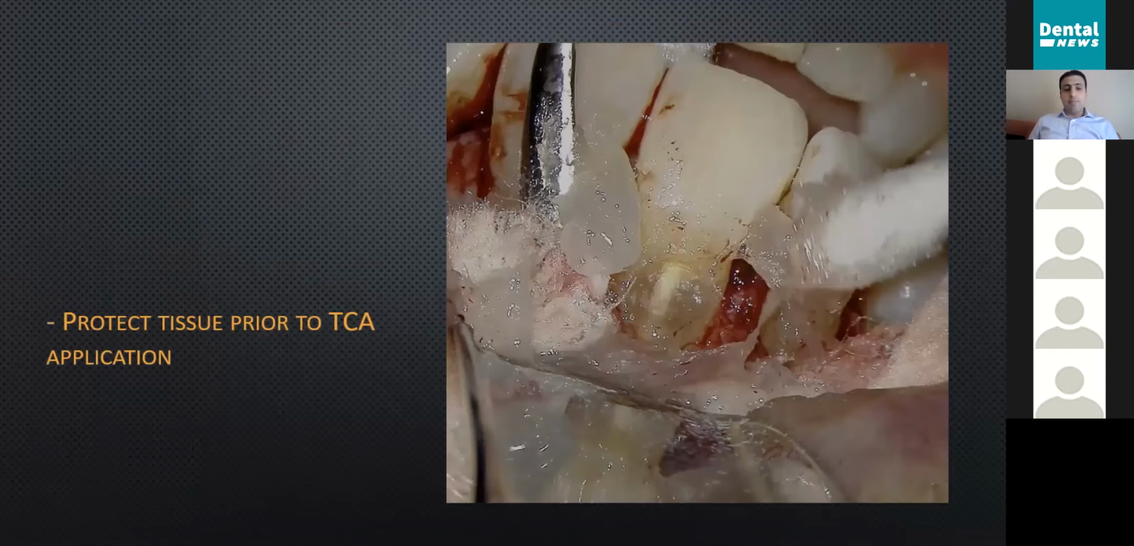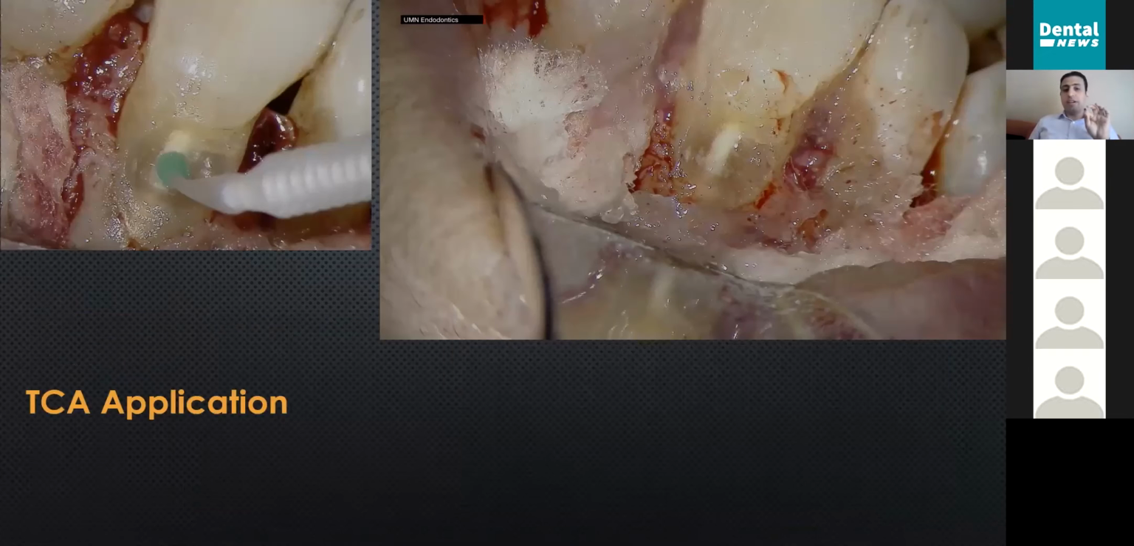And again, this is the blocking out agent. So you make sure if you're going to use TCA, that it's very concise to the area, and it's on the tip of a microbrush, so you don't cause any bone necrosis or tissue necrosis in the area.